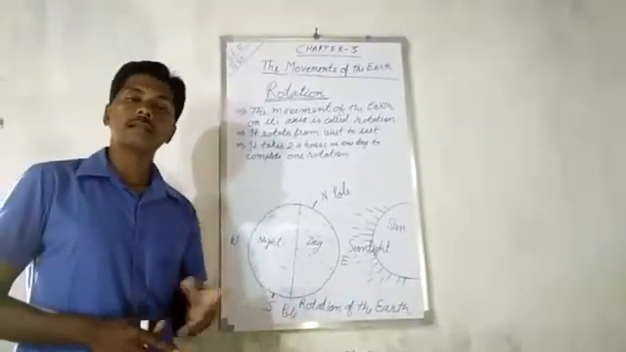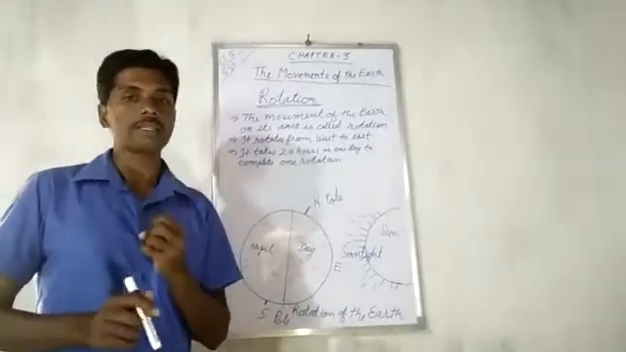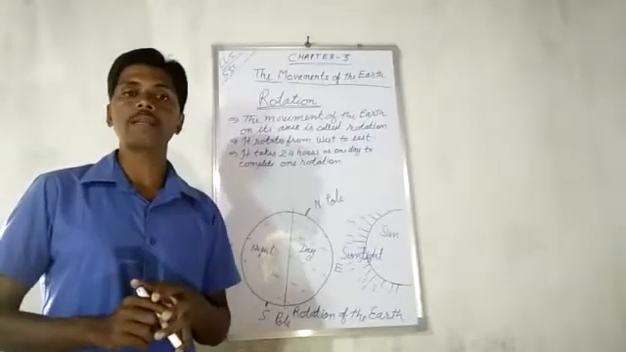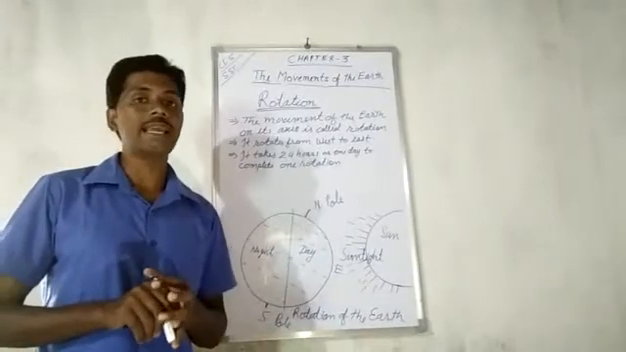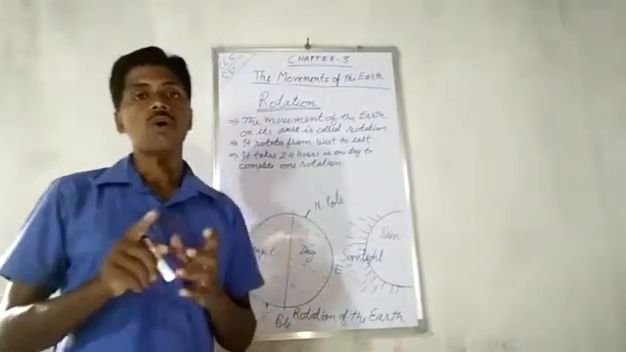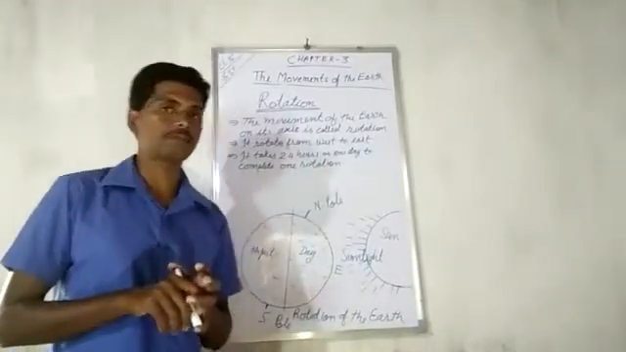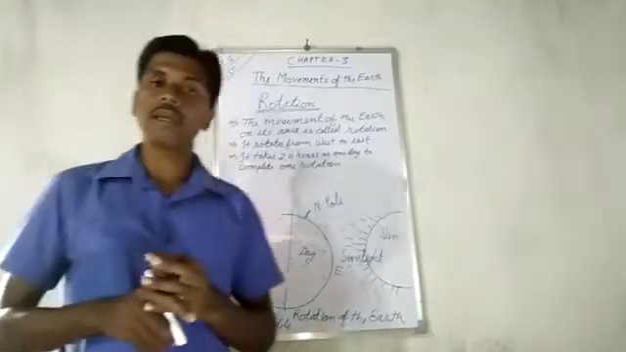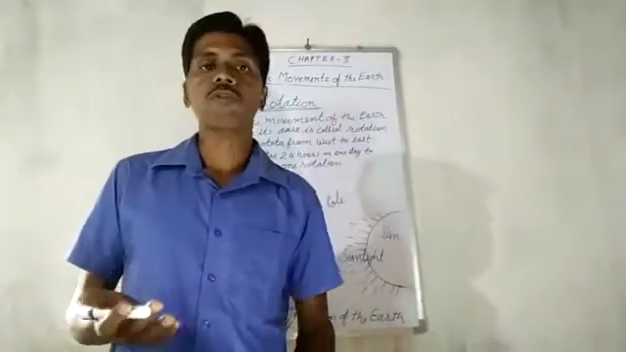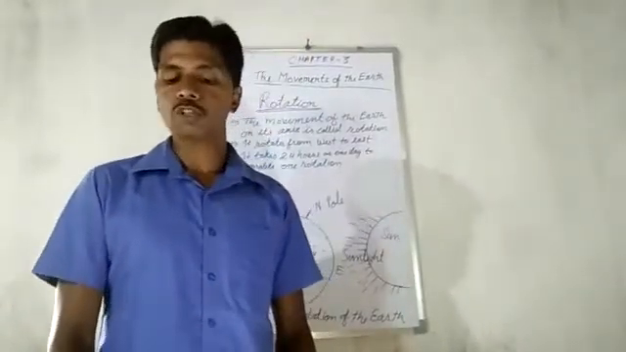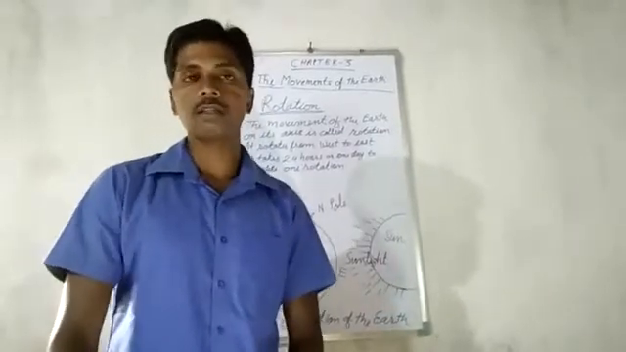Okay, and the earth takes 24 hours, or we can say 1 day, to complete one rotation. How much time does it take? It takes 24 hours, or 1 day, to complete one rotation. Okay, so this way it is rotating. So now we'll see what are the effects of rotation. How does it affect the earth and us?